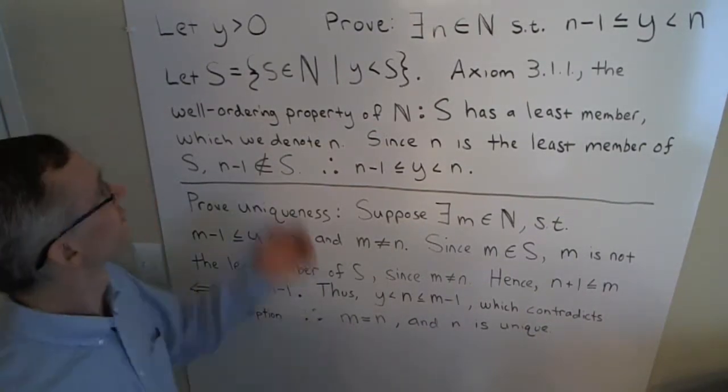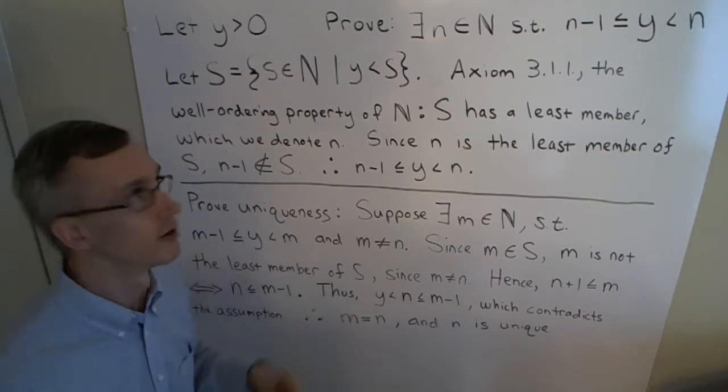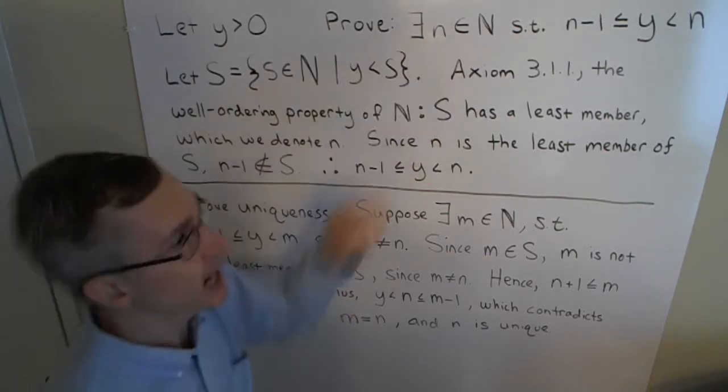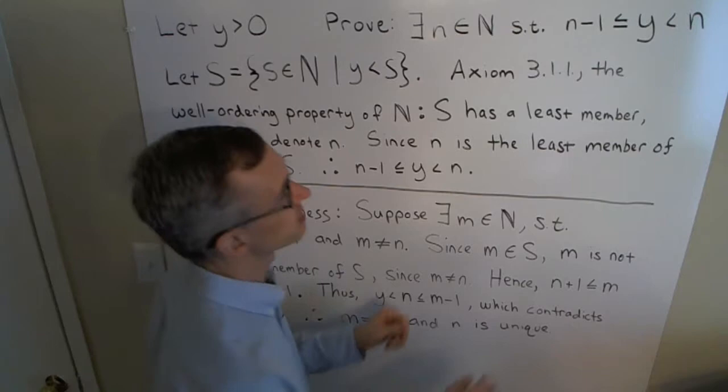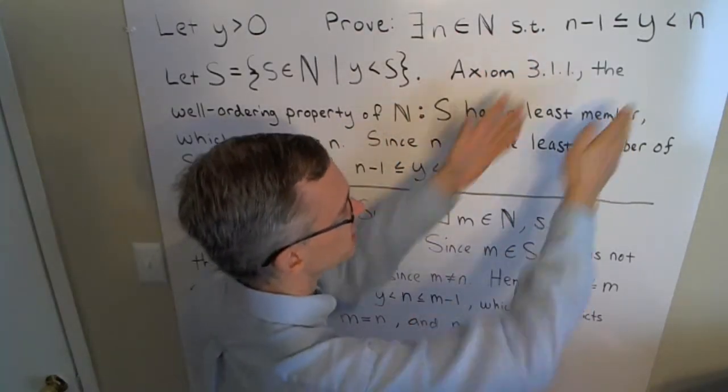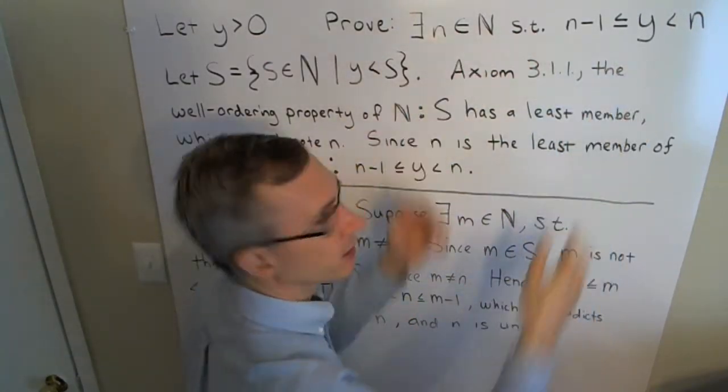In this proof, we show that for any real number y greater than 0, there exists a member n of the natural numbers such that n and the number right next to it in the naturals, n minus 1, bracket y.